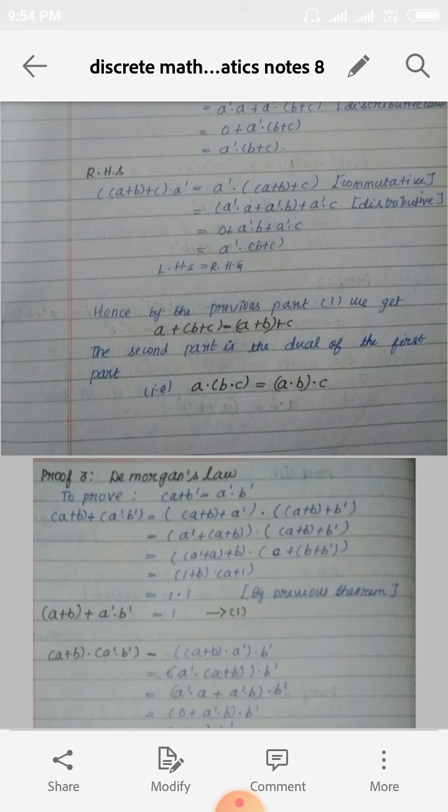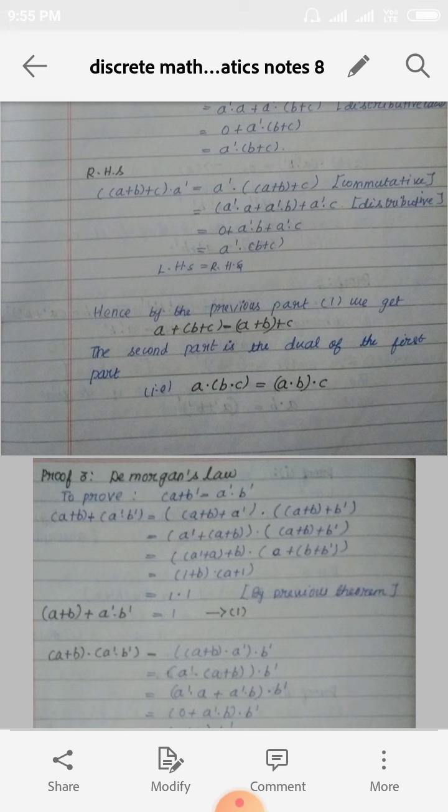So hence the first part of 1, we get a plus of b plus c is equal to a plus b plus c. And the second part is the dual of the first part, nothing but a dot of b dot c is equal to a dot b dot c. Just everything is a duality. Just go through, you can easily understand.